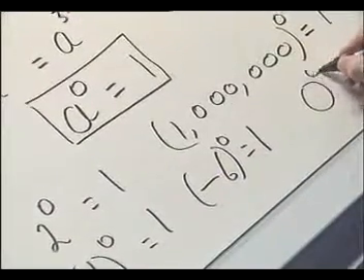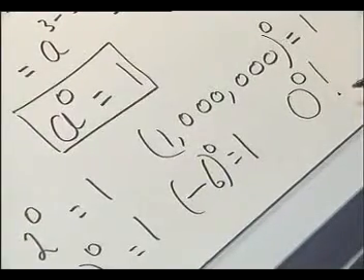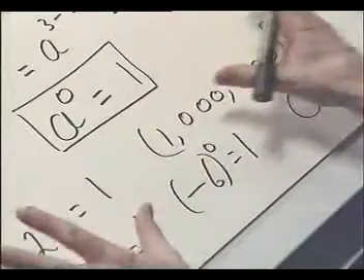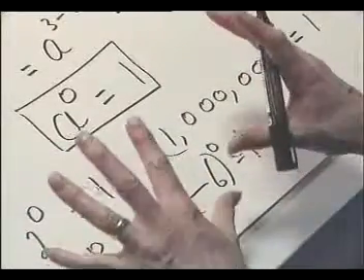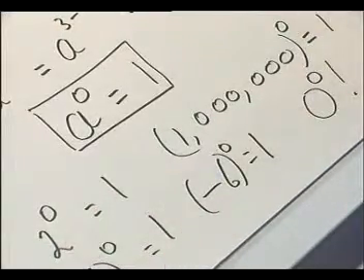If we take 0 and raise it to the power 0, well, it's a bit complicated, so we'll leave that one aside. For the moment, just bear in mind, any number apart from 0, when raised to the power 0, is equal to 1.